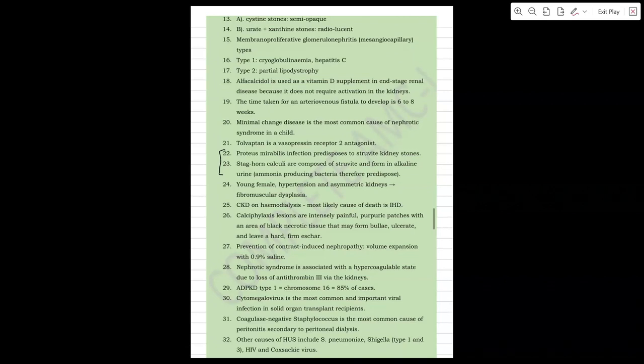Next point, 21. Tolvaptan is a vasopressin receptor 2 antagonist. We give it in SIADH. So this is just a point to cram: SIADH treatment, tolvaptan.